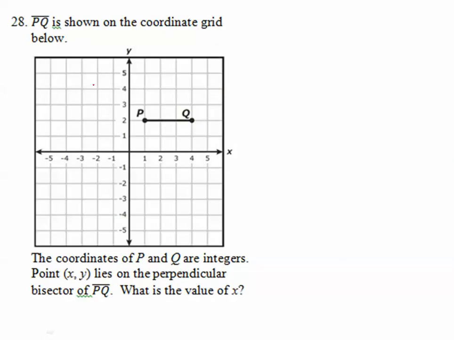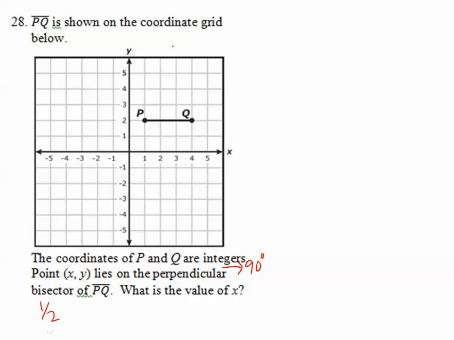PQ is shown on the coordinate grid below. The coordinates of P and Q are integers. Point XY lies on the perpendicular bisector. So perpendicular means it intersects at a 90-degree angle. And bisector means it cuts it in half. What is the value of X?